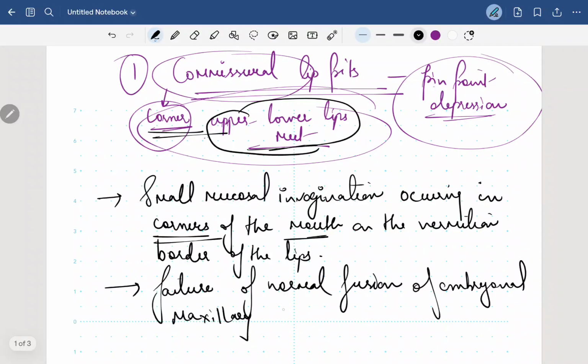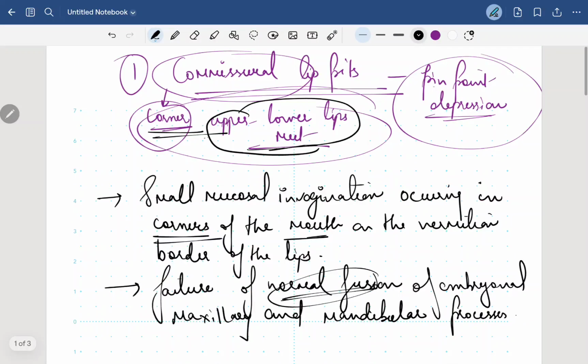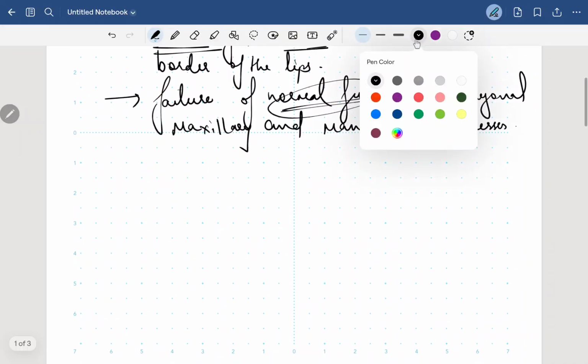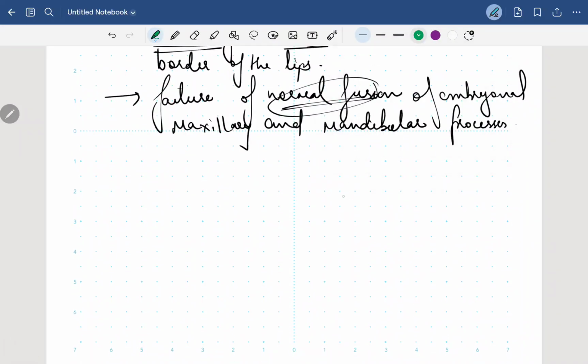So it is a failure of normal fusion of the embryonal maxillary and mandibular processes. That is the cause of this occurring.